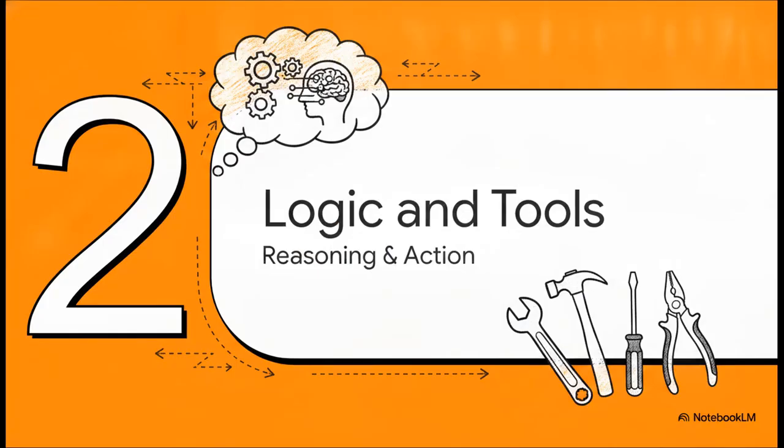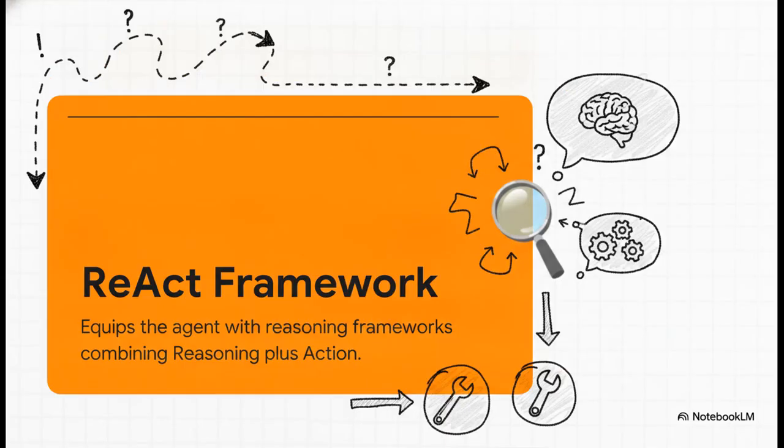Moving on to phase 2, adding logic and tools. Let's give this agent a brain. If phase 1 was giving our employee a job description, this phase is giving them a logical brain and a physical toolbox to actually do the work.